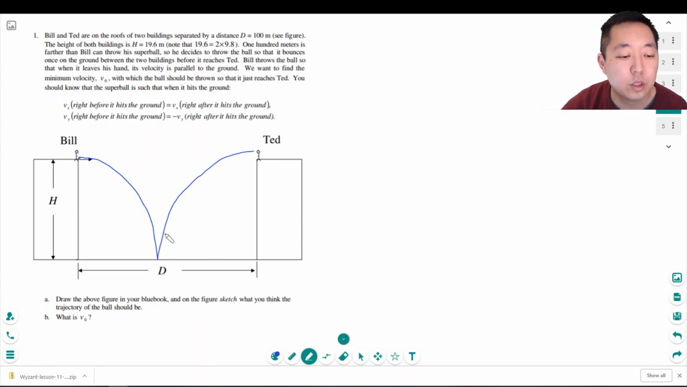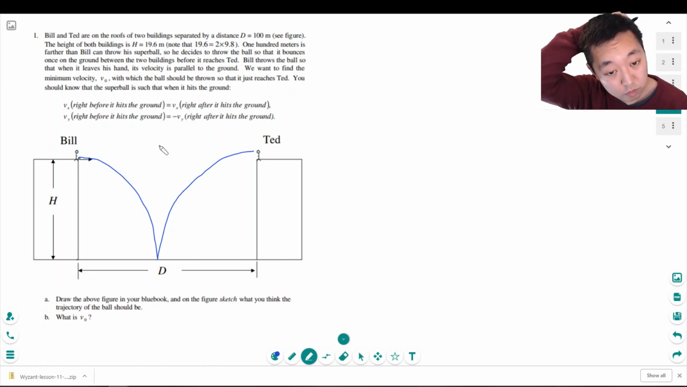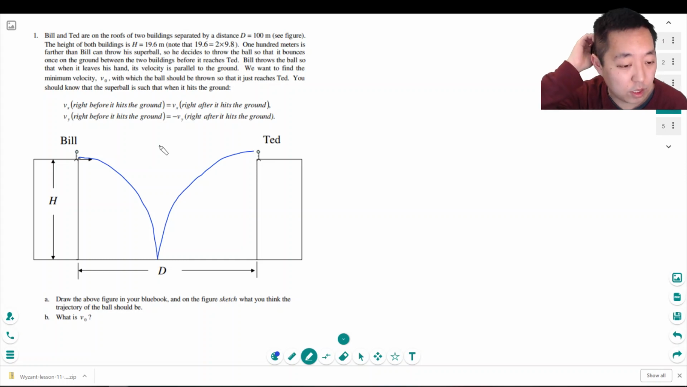Okay? Draw the figure above in your blue book and sketch what you think the trajectory of the ball should be. And what is V naught? Okay. This is roughly the sketch. Roughly about halfway down and halfway up. Okay? Because there's a symmetry to the rise and the fall. If it makes sense to you, it should be halfway, is probably how I would think of it.